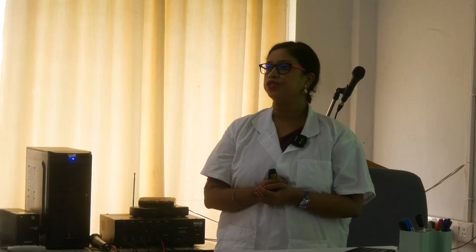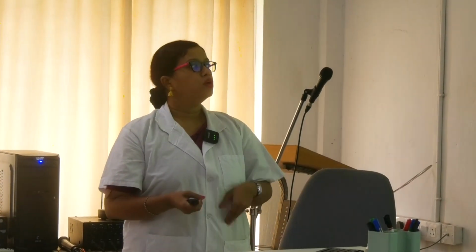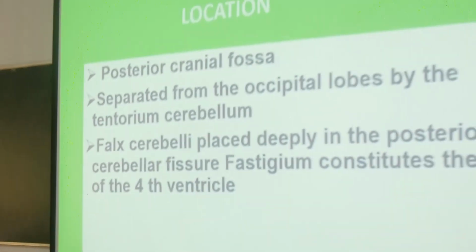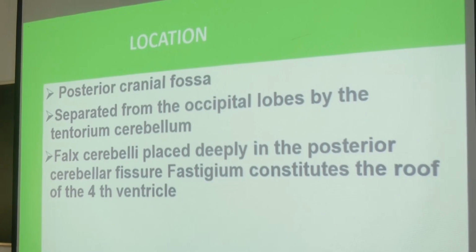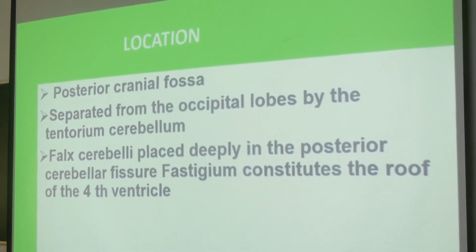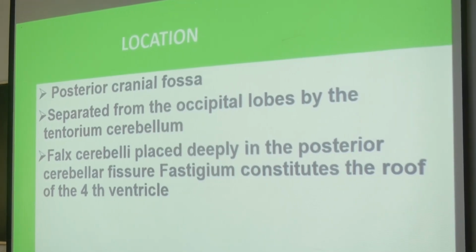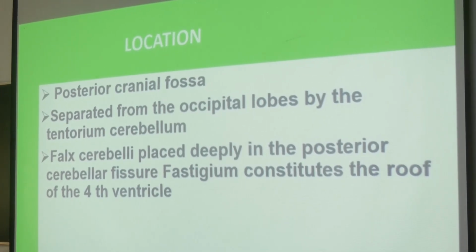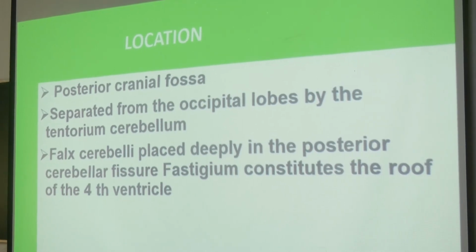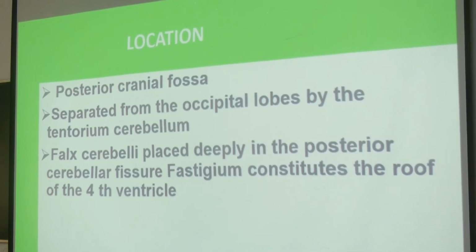Now we will continue. The falx cerebelli is placed deeply in the posterior cerebellar fissure. It is strictly adherent to the fissure, and you cannot easily take it out. The fastigium constitutes the roof of the fourth ventricle. In the floor of the fourth ventricle there are many nuclei. Which nuclei will you get there? Cranial nerve nuclei, of course. What are the four? I am asking about the floor of the fourth ventricle.